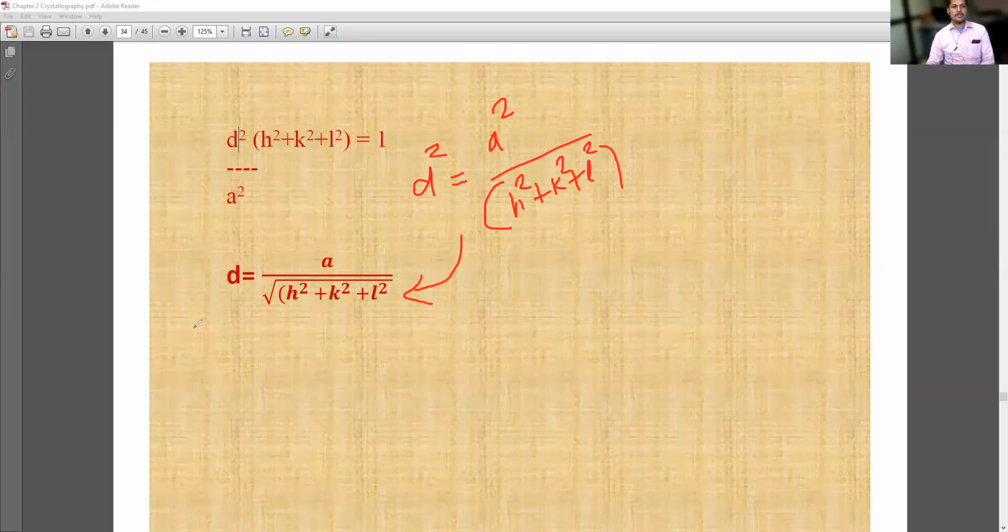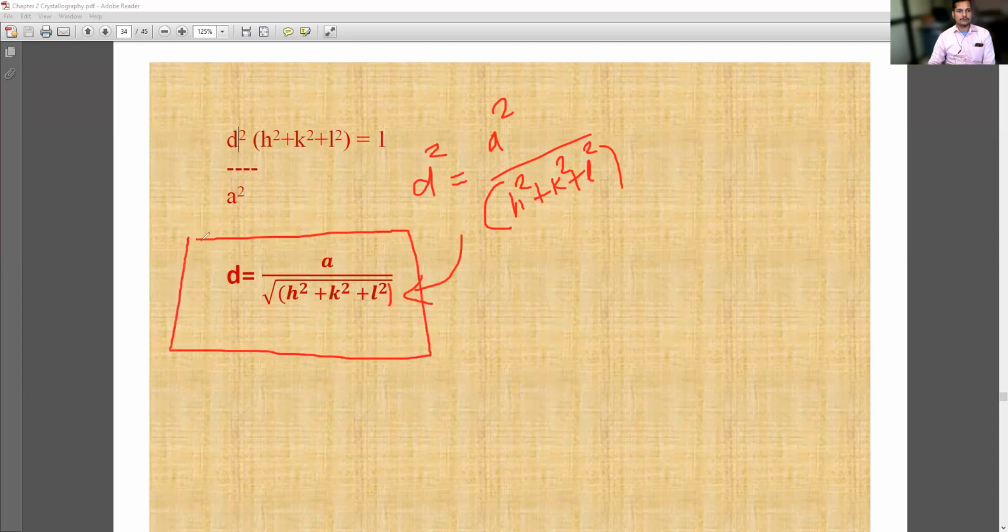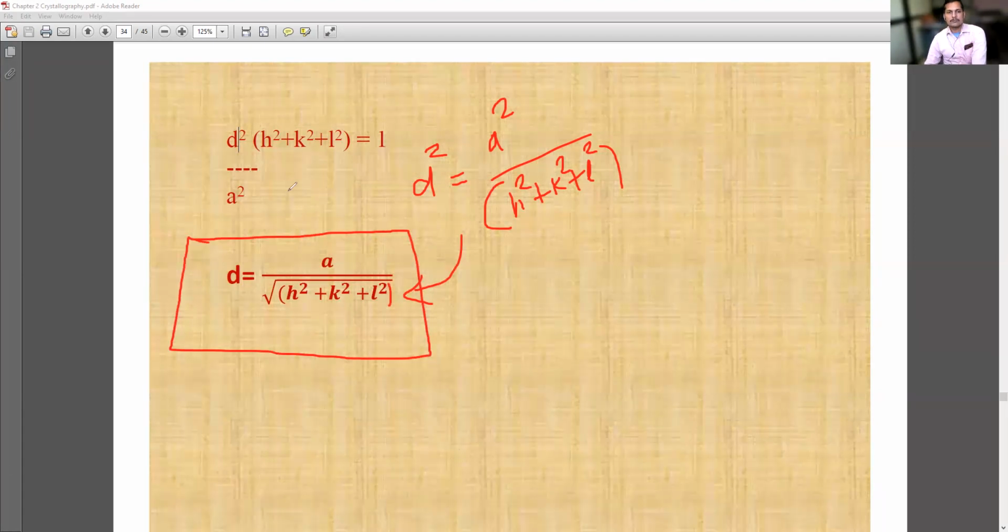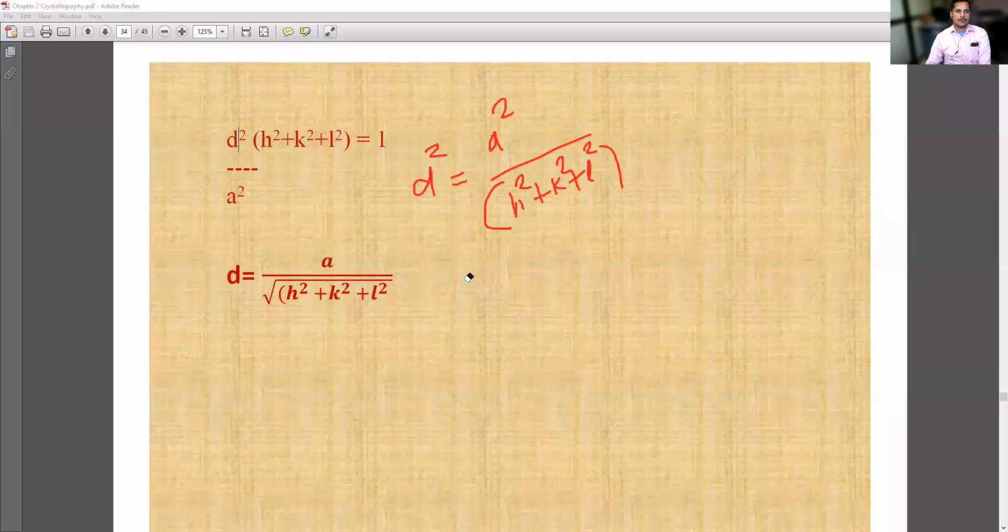Means we are defining the value of interplanar distance in terms of lattice constant and Miller indices. Okay, so this is the derivation for interplanar distance. Okay, so getting this one. Yes, sir. Okay.